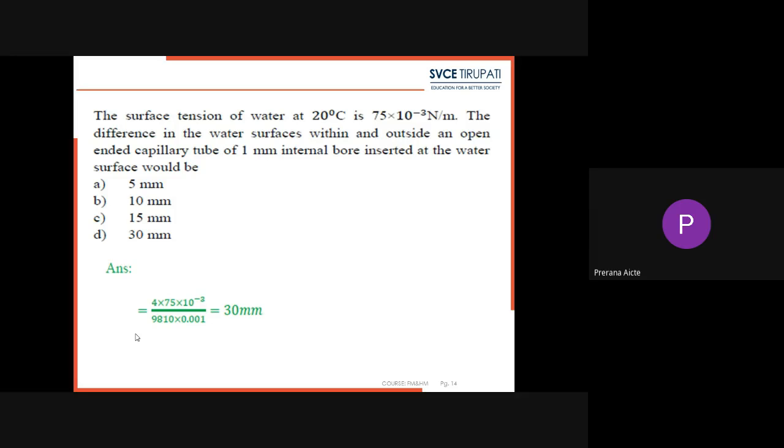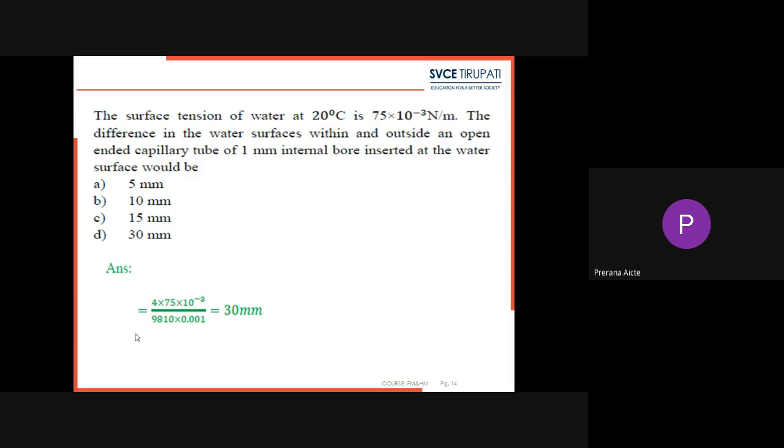Another problem, the surface tension of water at 20 degrees centigrade is 75 into 10 power minus 3 Newton per meter. The difference in the water surfaces within and outside an open-ended capillary tube of 1 mm internal bore inserted at the water surface would be. So here what we have to calculate is the difference between the water surface within and outside the open capillary tube. So within the capillary tube and outside the capillary tube, we have to find out the capillary rise.